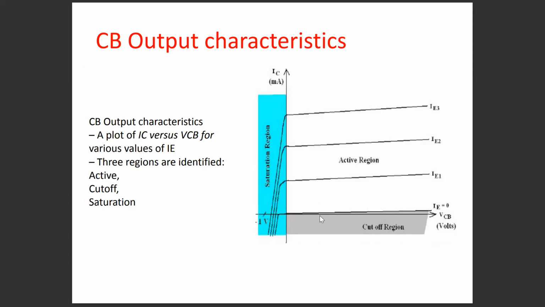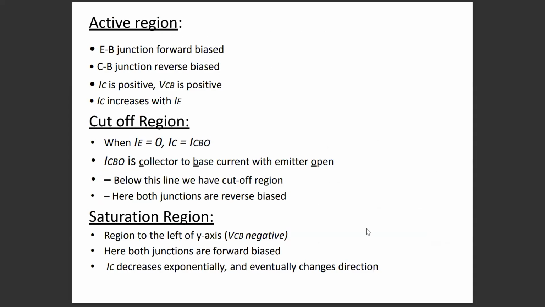Here we identify three regions: active region, saturation region and cutoff region. In active region, emitter-base junction is forward biased, collector-base junction is reverse biased. So in this region, both the collector current as well as the collector-base voltage are positive. If IE increases, IC also increases. In cutoff region, both the junctions are reverse biased. Here IE equals 0, then IC equals ICBO. That is, the collector current is nothing but a reverse leakage current. In saturation region, both the junctions are forward biased. Here IC decreases exponentially.